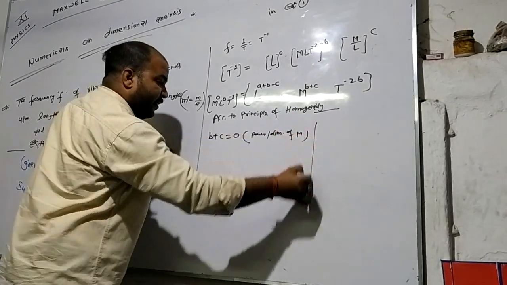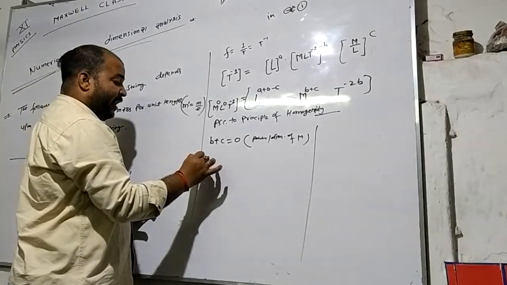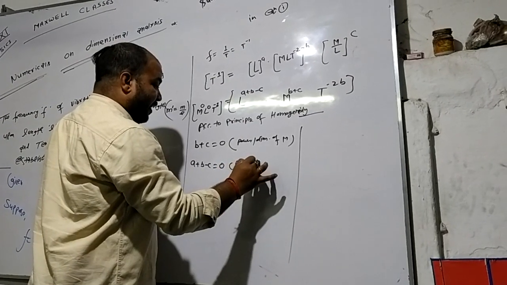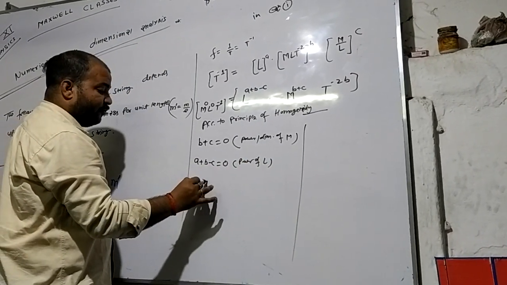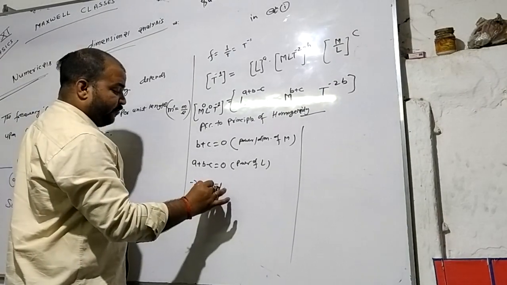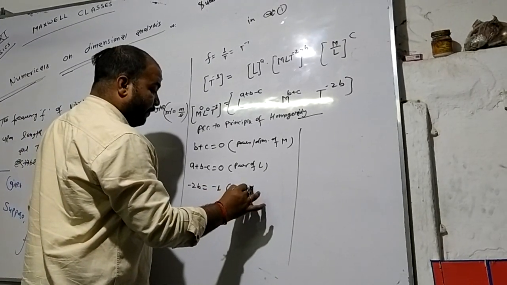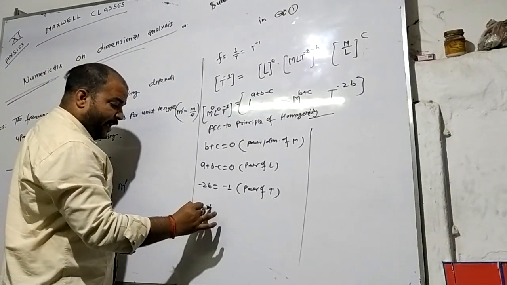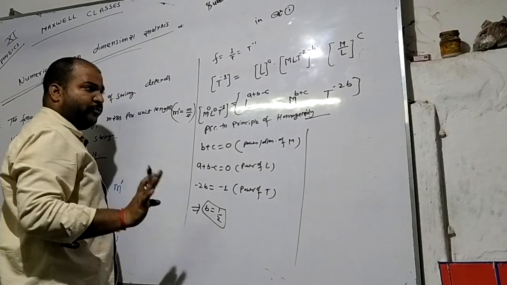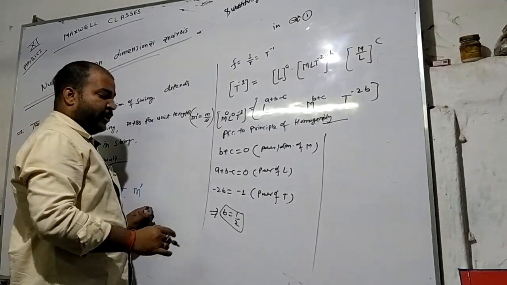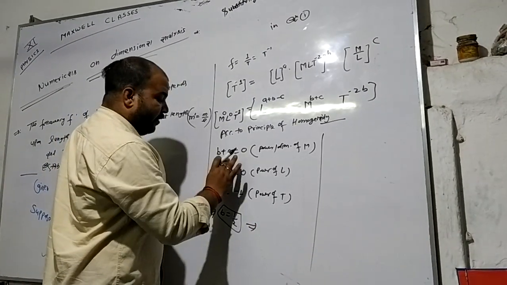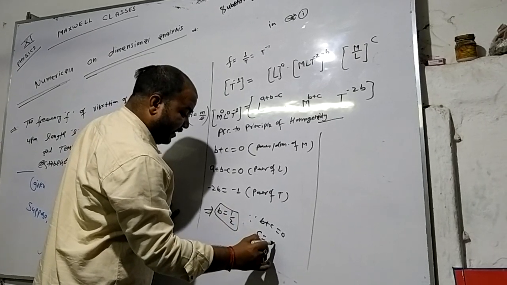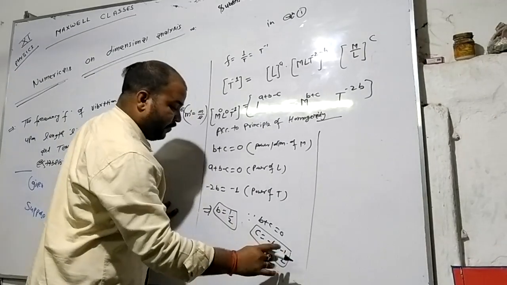Okay, now the power of L must be the same as per the principle of homogeneity. Power of L, and power of T also must be equal, minus 1. So from the power of T, we have b equal to 1 upon 2. Okay, from here b equal to 1 upon 2. So this denotes that b plus c equals 0. We can say c equals minus b, that means minus half. c equals minus half.